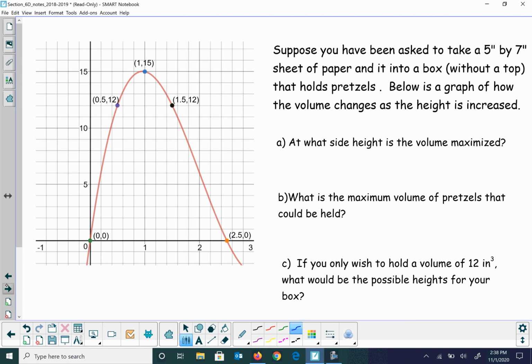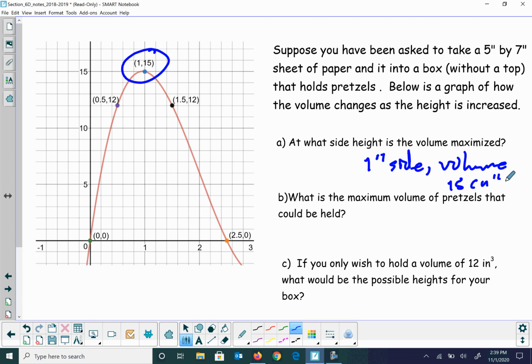Okay, now we have a picture to look at. Suppose you've been asked to take a 5x7 sheet of paper and make it into a box without a top that holds pretzels. The graph below shows how the volume changes as the height is increased. At what side is the volume maximized? Right here. So if I have a 1-inch side, I have a volume of 15 cubic inches.